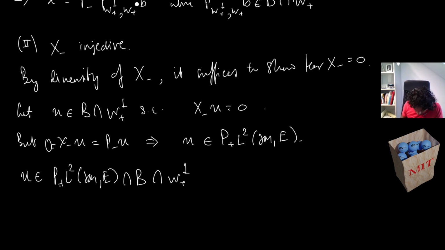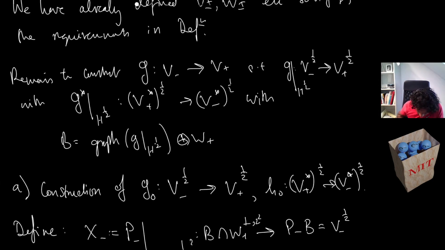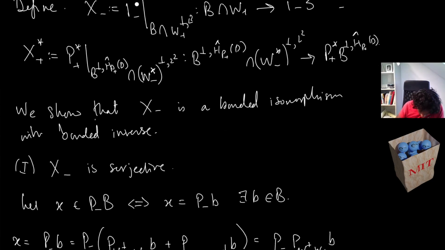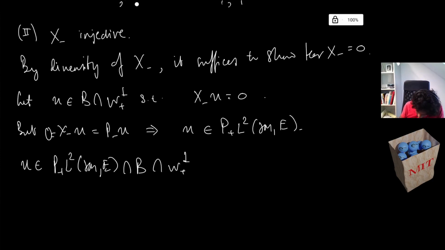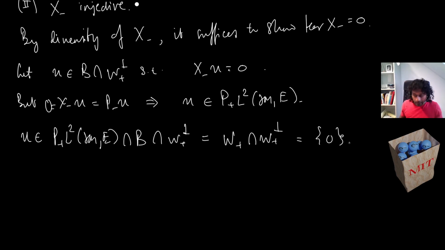But what is this first space? P plus L2 partial M of E intersect B is precisely, that was our space W plus. So then we get from this that this is W plus intersect W plus perp, but these are now complementary subspaces, right? And because they're complementary subspaces, this is going to be 0.